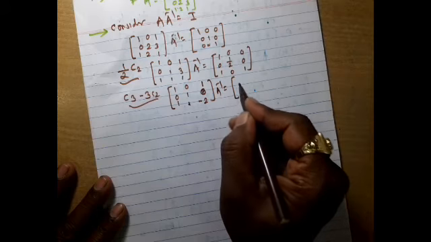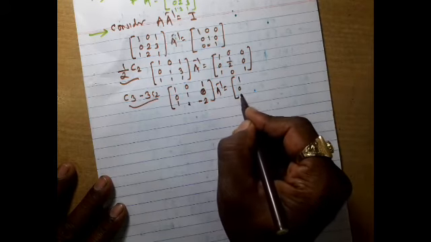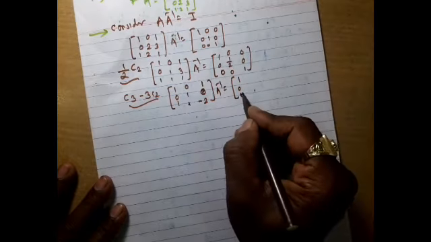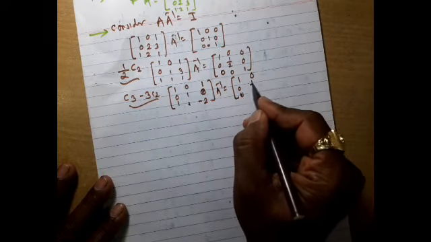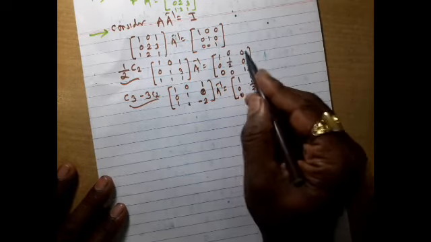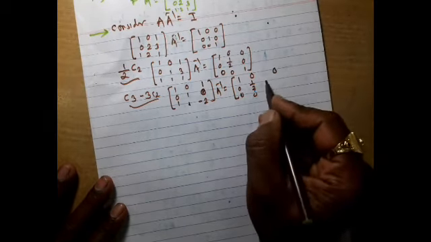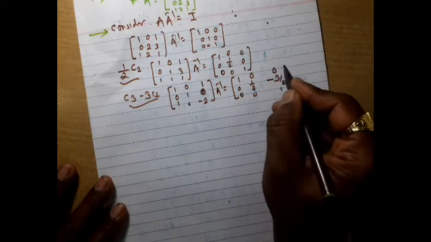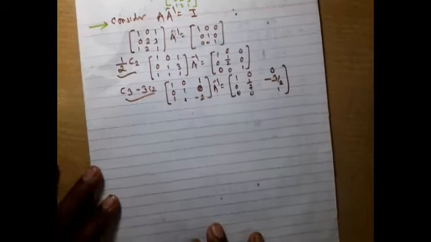On this side, 1, 0, 0, 0, 1 upon 2, 0. C3 minus 3, here it is 0, so no change. This will become minus 3 upon 2 and it is 1 as it is.